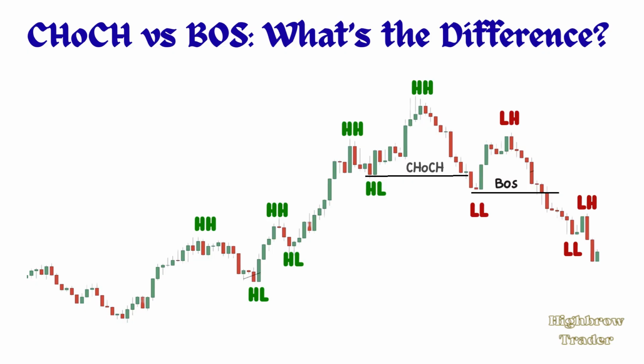You can think of CHoCH as the whisper, and BoS as the shout. Skilled traders look for both to improve timing and accuracy. On the chart, you'll notice how CHoCH often hints at the move that BoS confirms later.